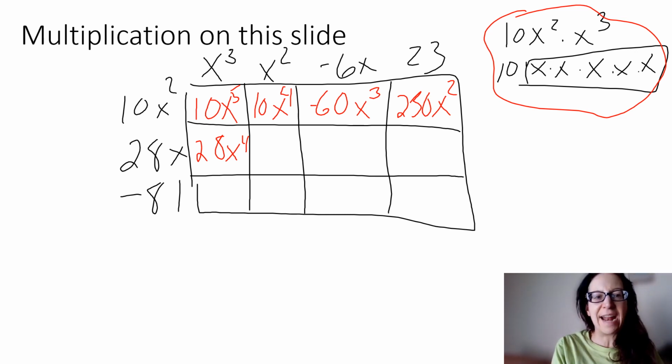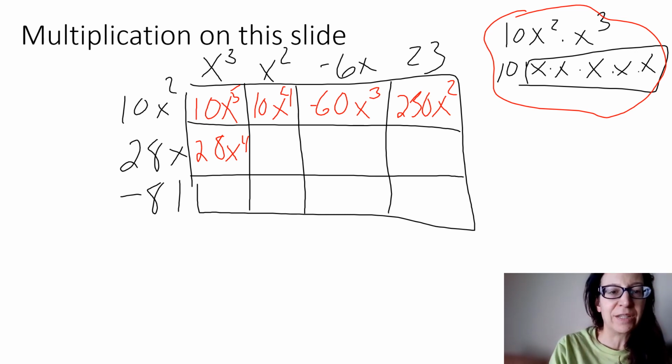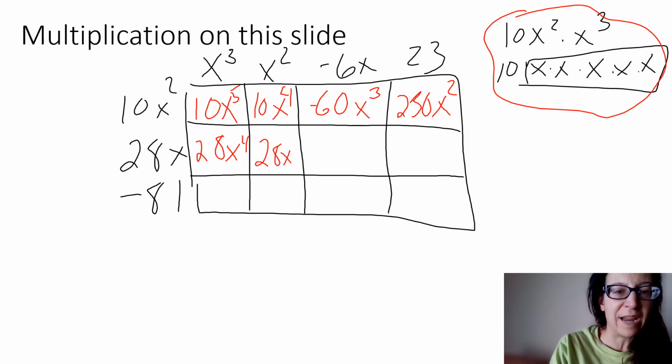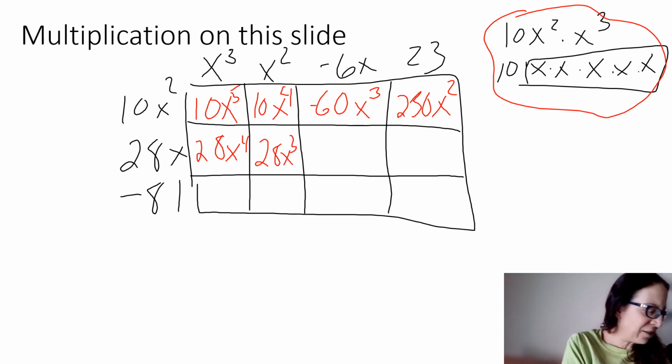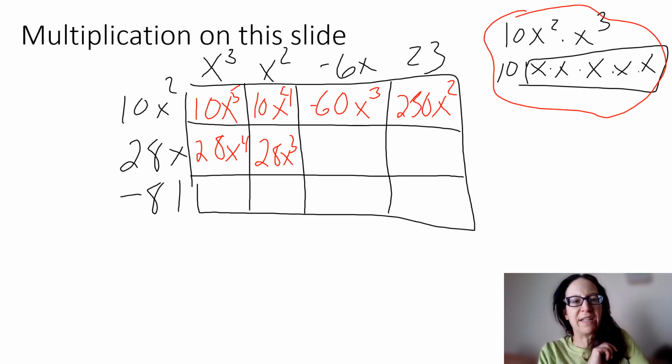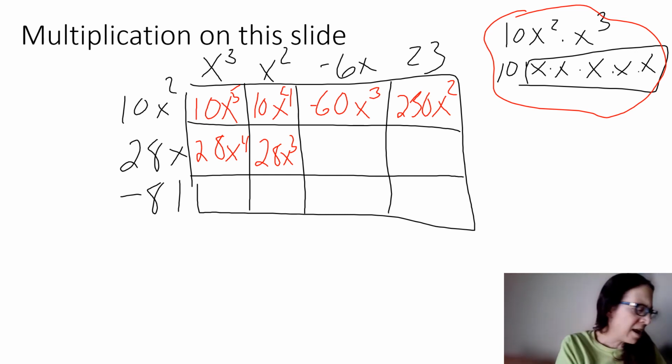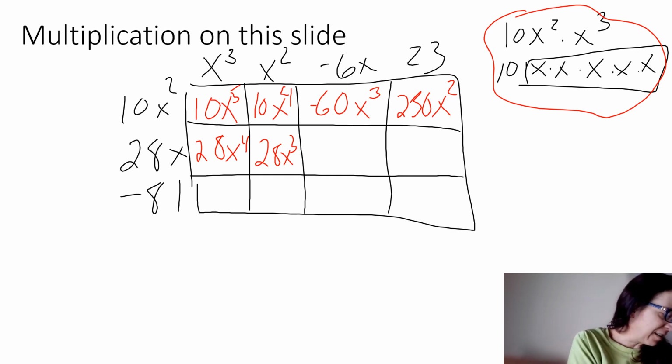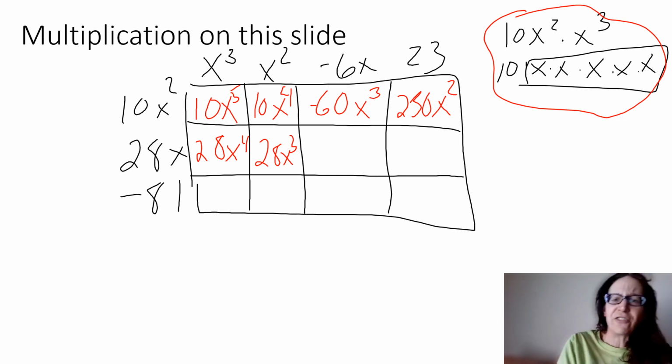And then 28x squared, well, x times x squared is going to give me 3 x's. So this is 28x to the 3rd. Now, here's where I can do that in my head, because you can do 20 times 6 plus 8 times 6. So what is that? 120 plus 48, so 168. But I'm going to double check it. So 28 times 6 is 168.